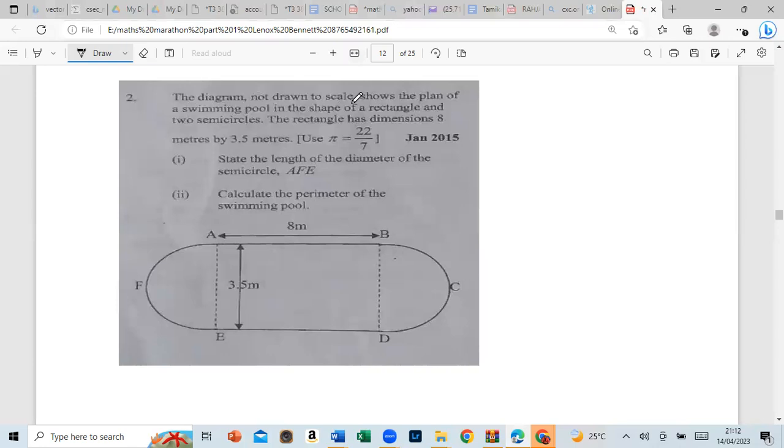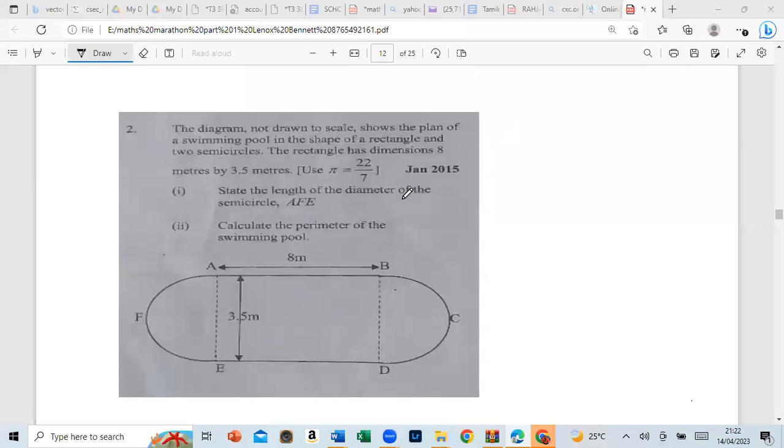Focus, Lenox, focus. All right, so it says the diagram, not drawn to scale, shows the plan of a swimming pool in the shape of a rectangle. So this is the rectangle part with the little dotted line, and two semicircles. The rectangle has dimensions of 8 meters by 3.5 meters. So this is 3.5. Then it says state the length of the diameter of AFE.